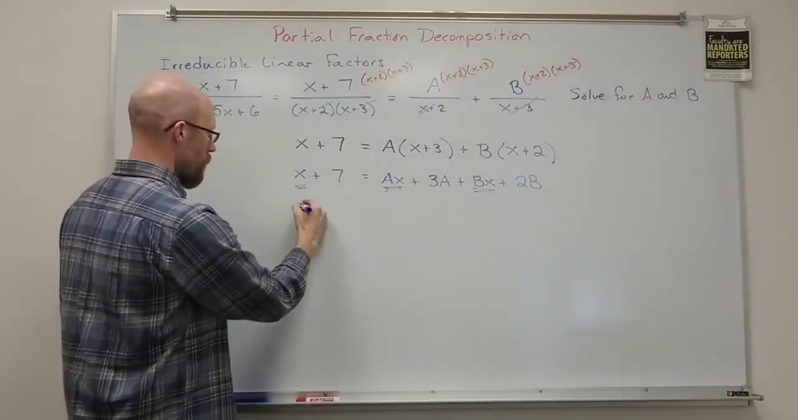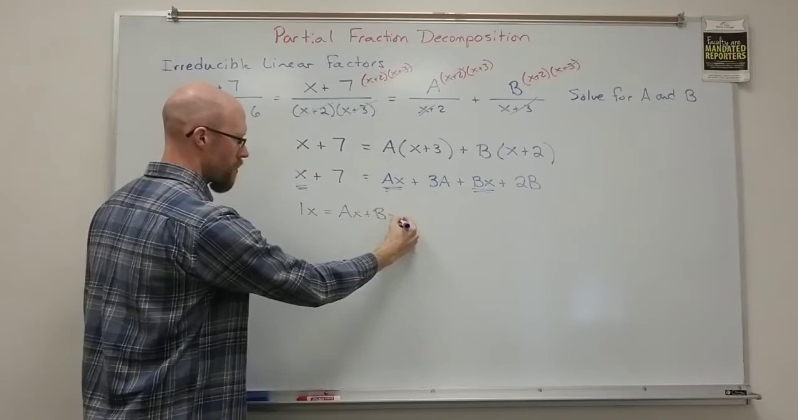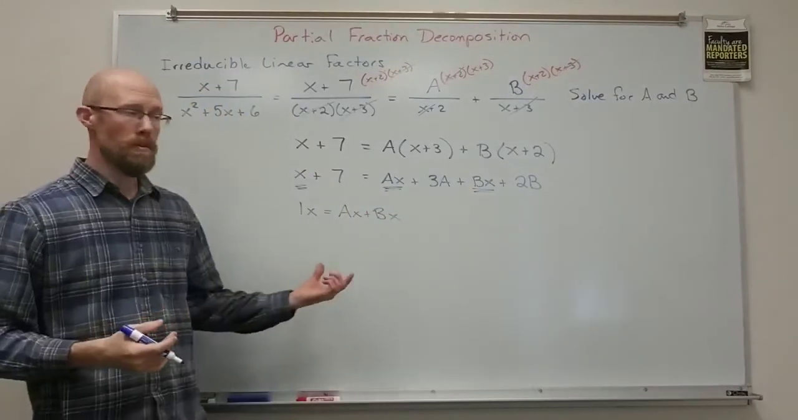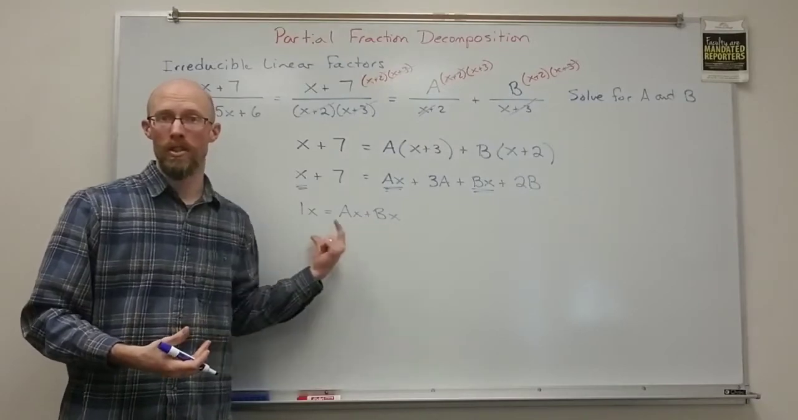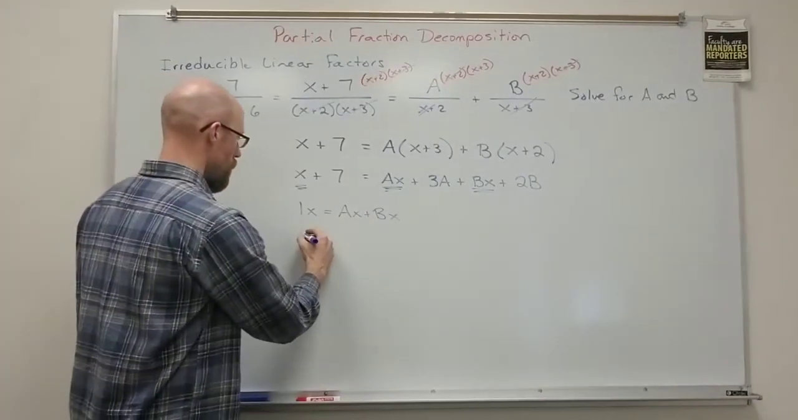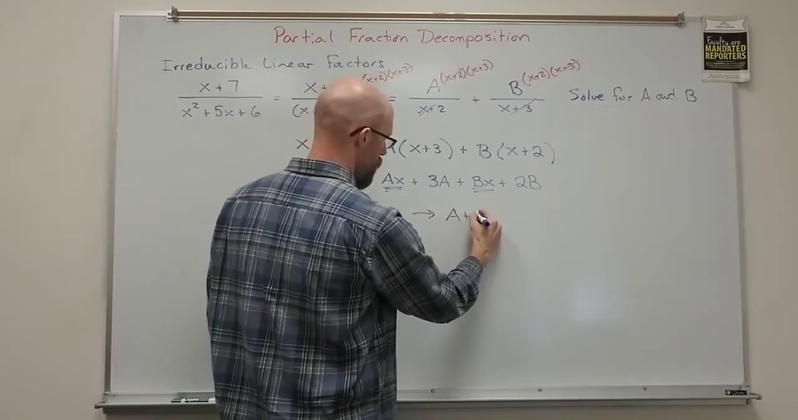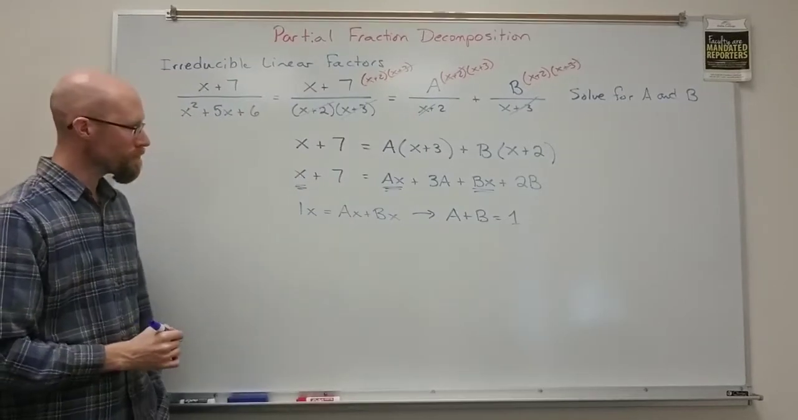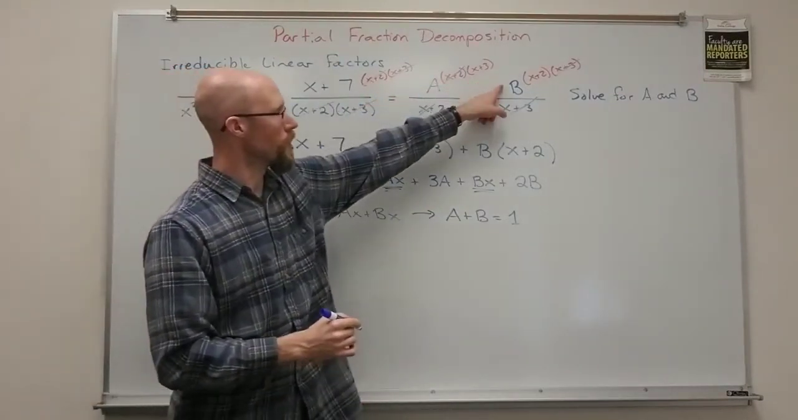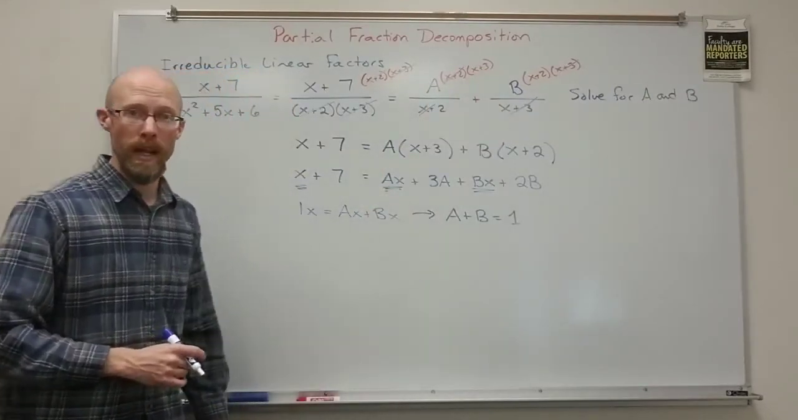In other words, 1x must equal ax plus bx. Well, what does that tell me about a and b? That tells me that a plus b has to equal 1. The coefficients must add up. All right, so I know then that a plus b has to equal 1. All right, so these original two constants on top must equal 1 when added together.